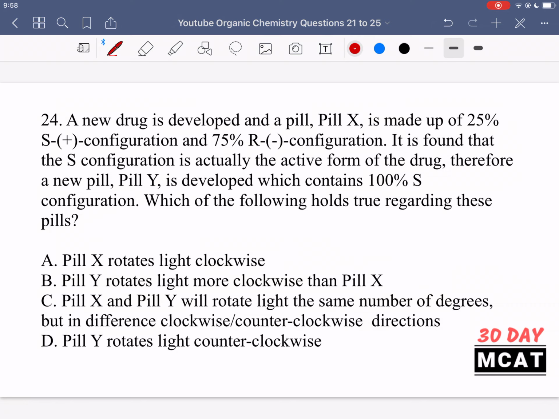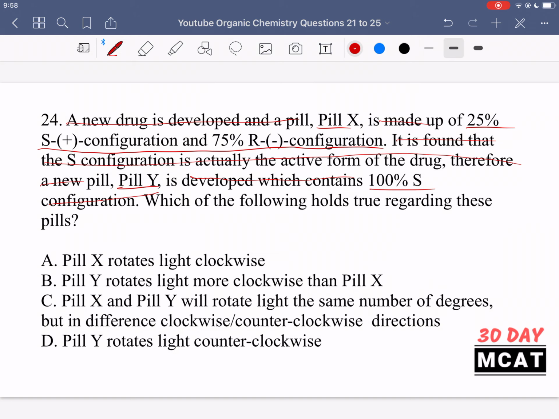So the main thing to keep in mind for this question is we have two pills. Pill X is 25% S and 75% R, okay? And then pill Y is 100% S. And then the rest of this information, we don't really care about that, okay? So which of the following holds true regarding these pills?